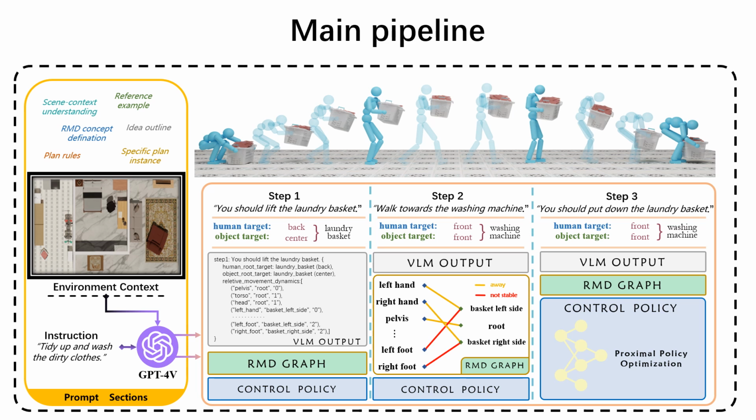The primary workflow of our approach is detailed as follows. Initially, we employ GPT-4V as our planning module, decomposing high-level tasks into multiple subsequences based on inferred spatial-temporal relationships between humans and objects within specific contexts.